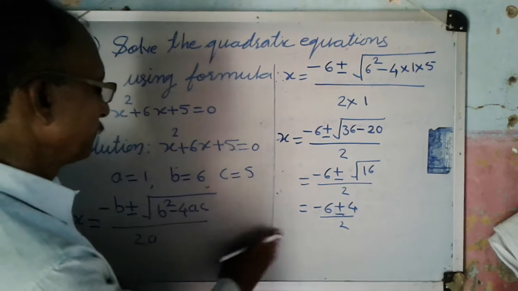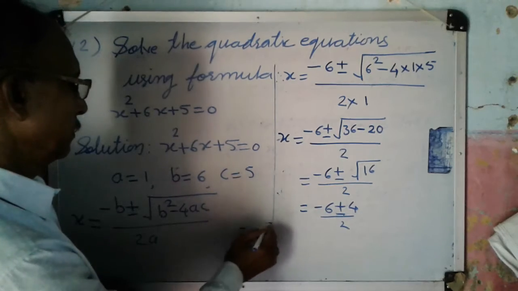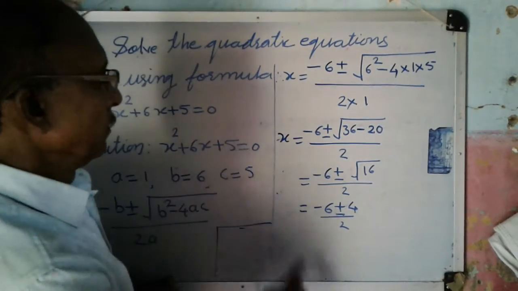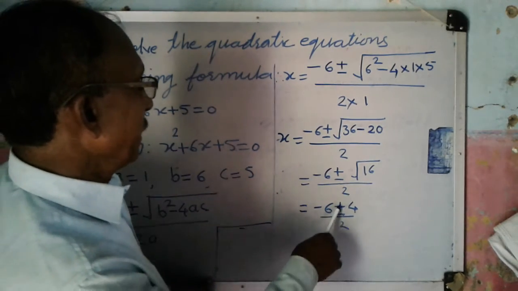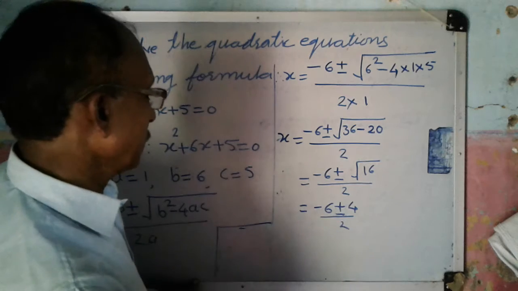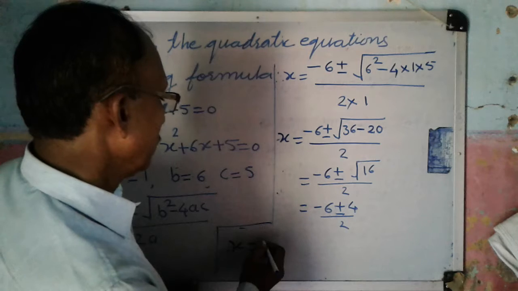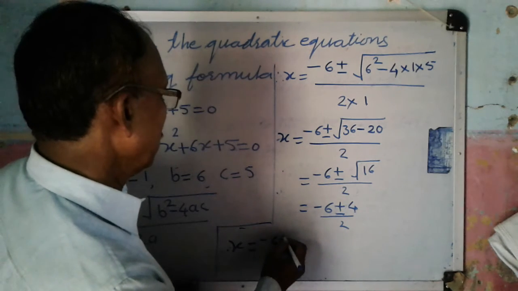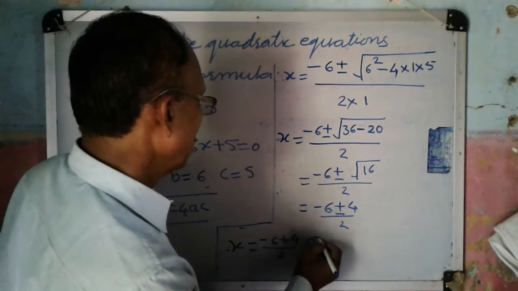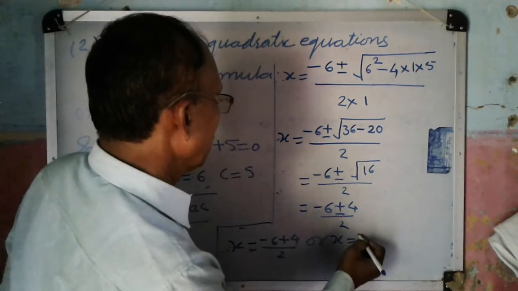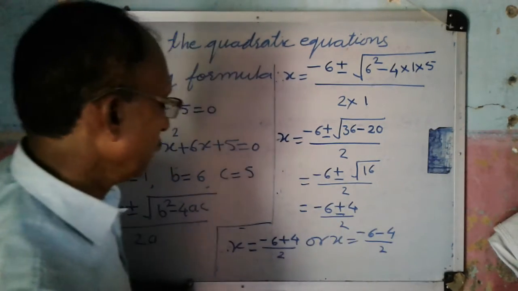Now here, so we will get two roots here. One root by taking plus here, another root by taking minus here. So here we get two values. x is equal to minus 6 plus 4 upon 2, or x is equal to minus 6 minus 4 upon 2.